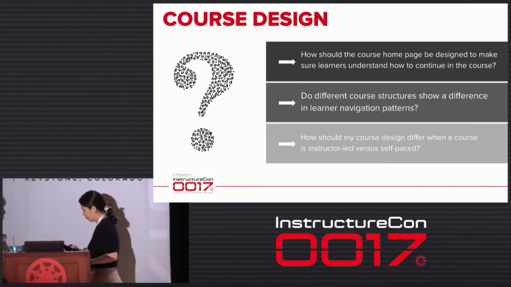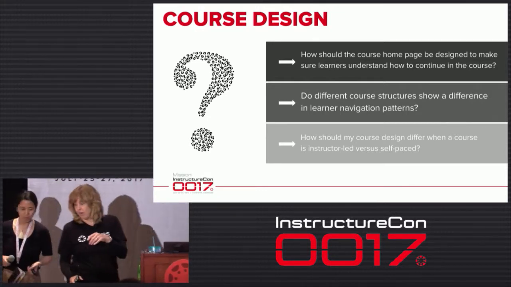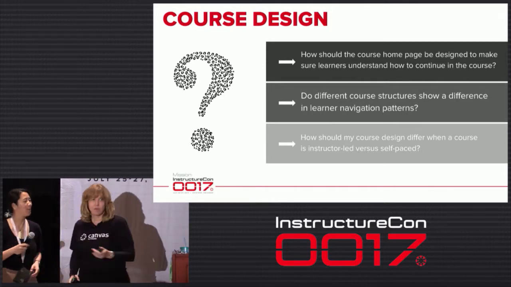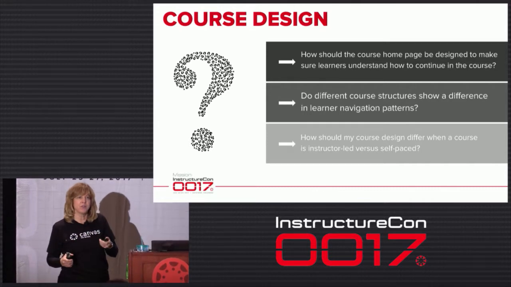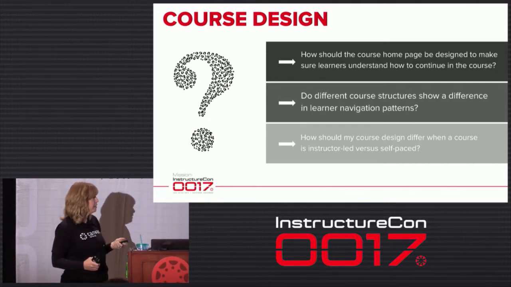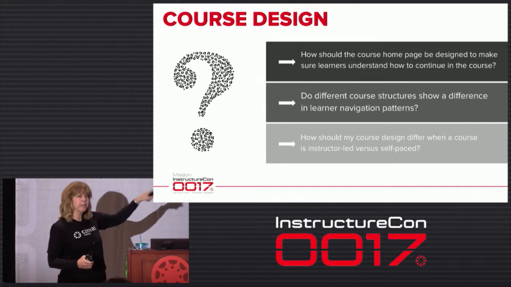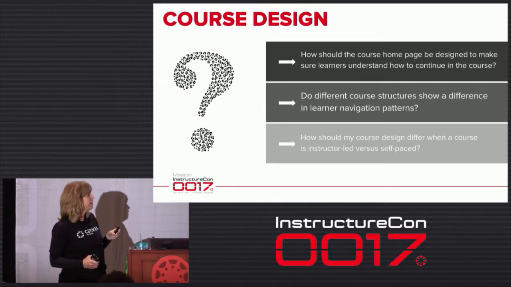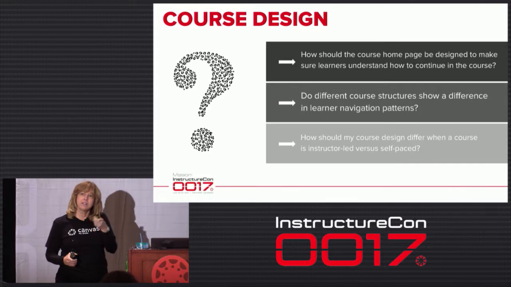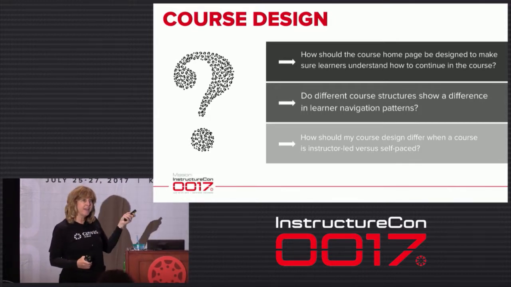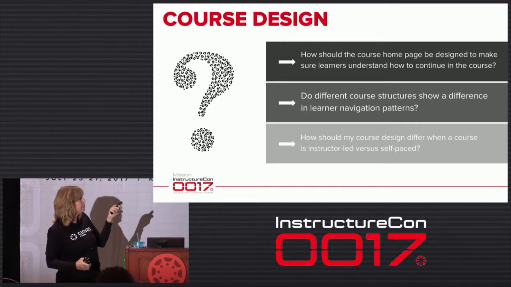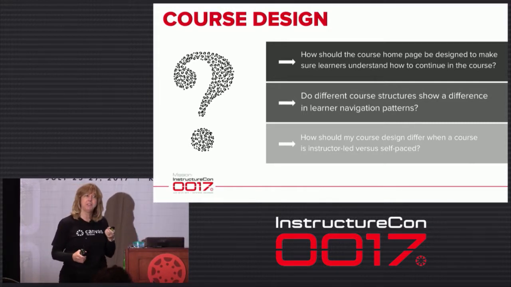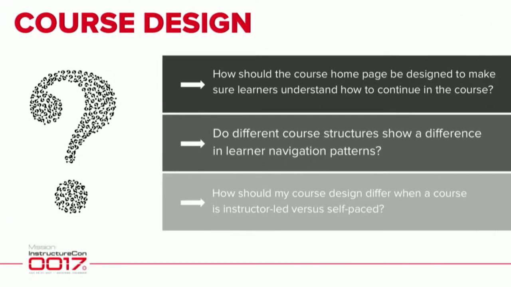Okay, so let's talk about what you do when you have your data, how you transfer that over to your course design, and what you do to make that happen. We're going to look at three more specific questions that faculty will ask, and this is not only for Canvas Network, but I think faculty at academic institutions ask these as well. First, how should the course homepage be designed so that users will continue into the course and don't get confused?